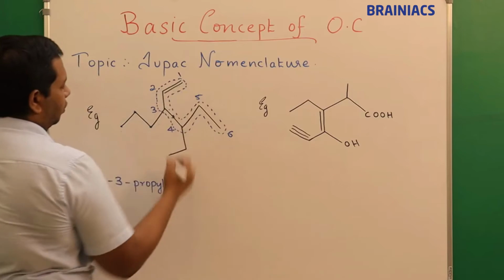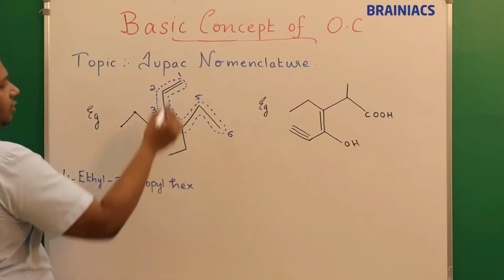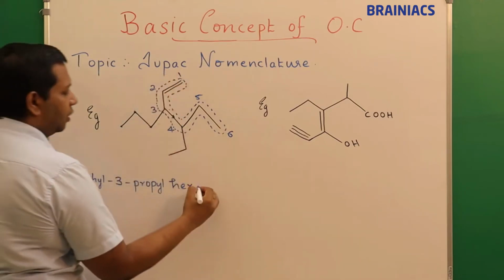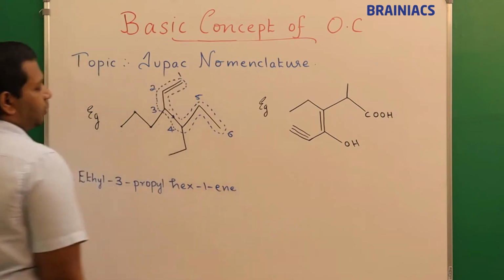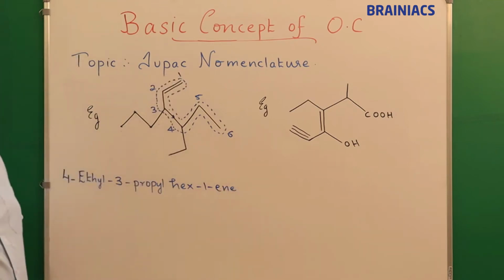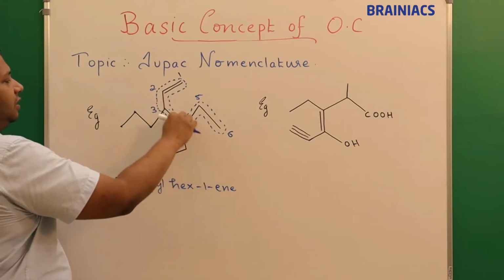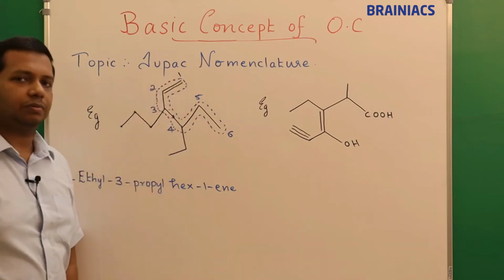Then the word root is 6 carbon atoms, so hex, and I know that there is a double bond in the parent carbon chain, which should be at position 1, so hex-1-ene. Understood? So this should be my IUPAC name of the compound. Okay, some students say, sir, why don't you include this as the parent carbon chain? If you include this, you will get the same name. There is no difference. You can try it out.